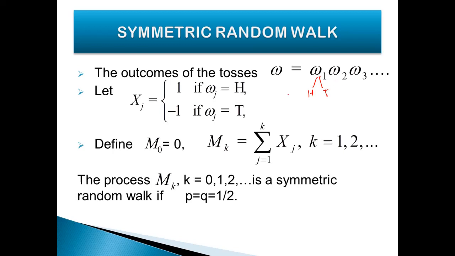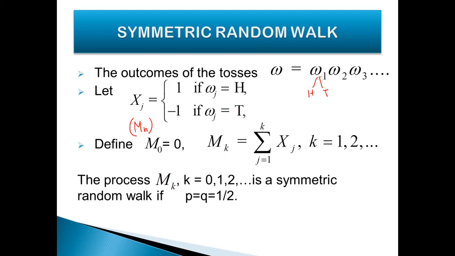So corresponding to these values of omega, if j equals 1 and omega 1 equals H, we consider x1 equals 1. If omega 1 equals T, we consider x1 equals minus 1. So we get a sequence of random variables xj. Now corresponding to these values of xj, we define a sequence of random variables Mn. This one will later be called the random walk.